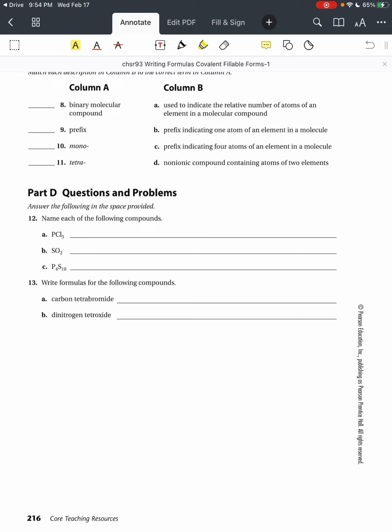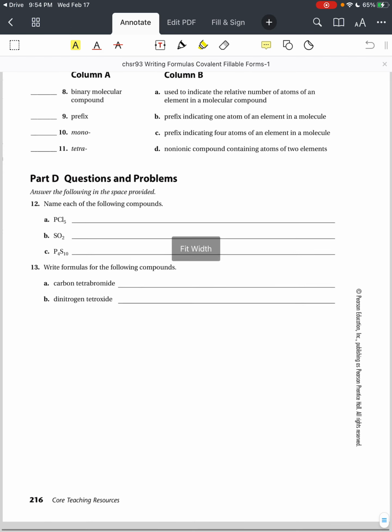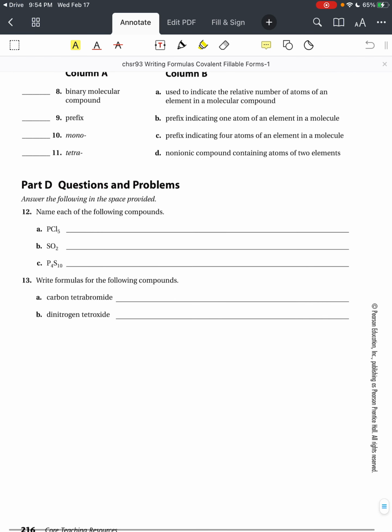And now here's the real "did you get it?" It asks us to name some compounds and then write some formulas. So number 12A, there's PCl5. That would be phosphorus pentachloride. Phosphorus pentachloride. Again, if you have trouble with any of these elemental symbols, it might be handy to have a periodic table in front of you.